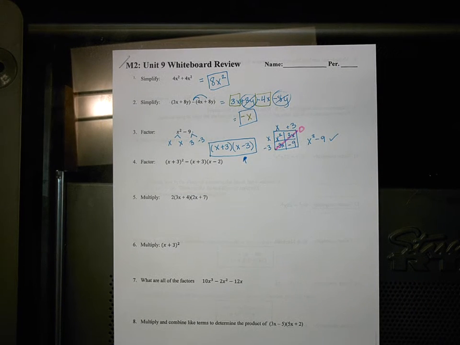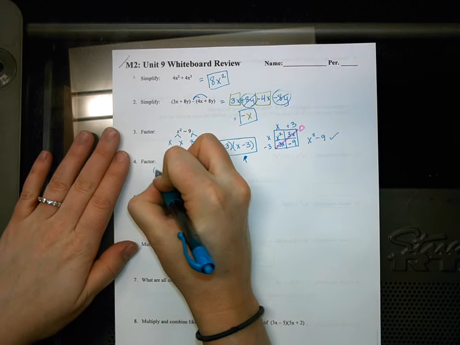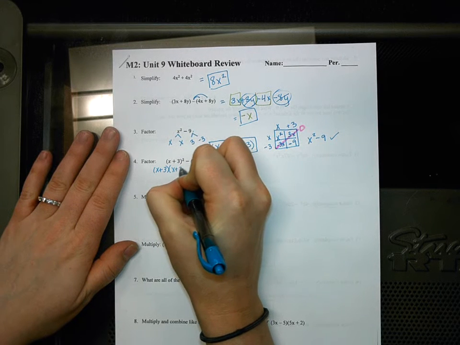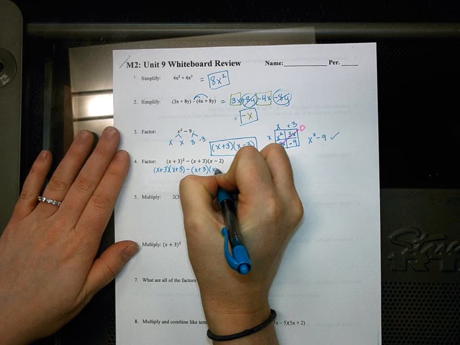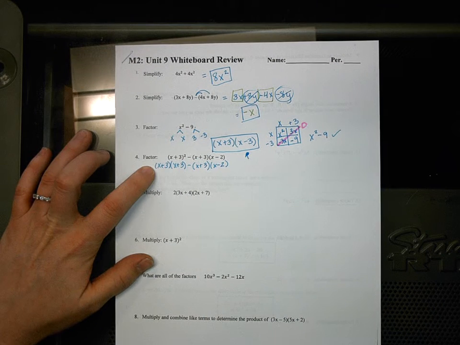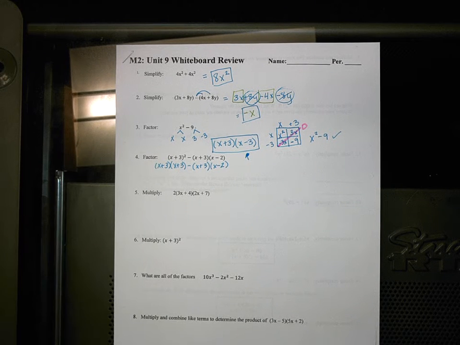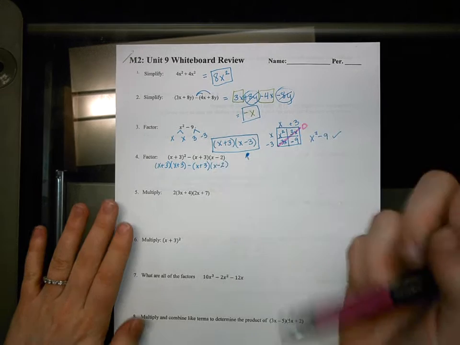Number 4, we want to factor this expression. The best way to do that is to write out x plus 3 squared as x plus 3 times x plus 3. The rest of the expression stays the same. Okay, so now I have x plus 3 times x plus 3 minus x plus 3 times x plus 2.